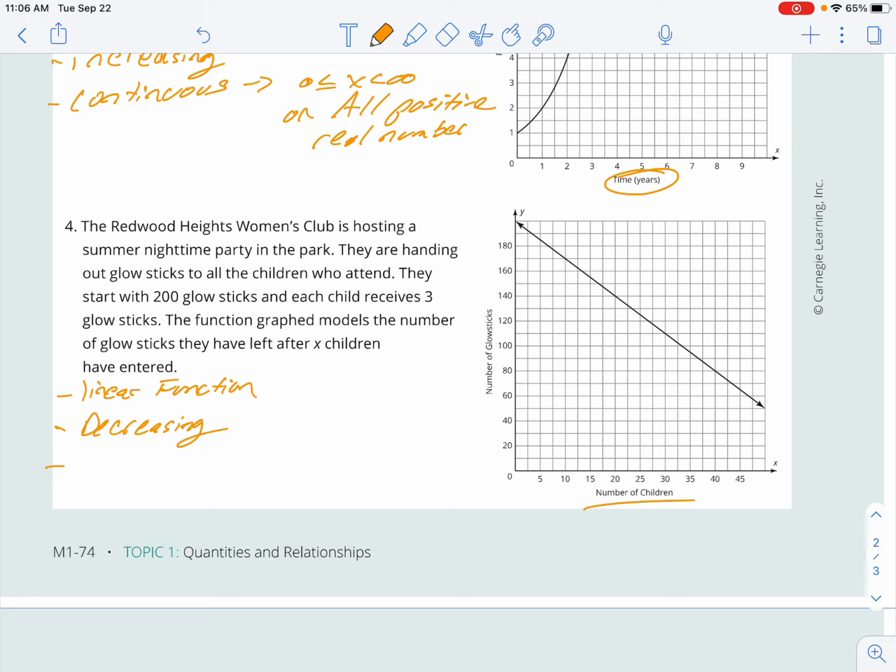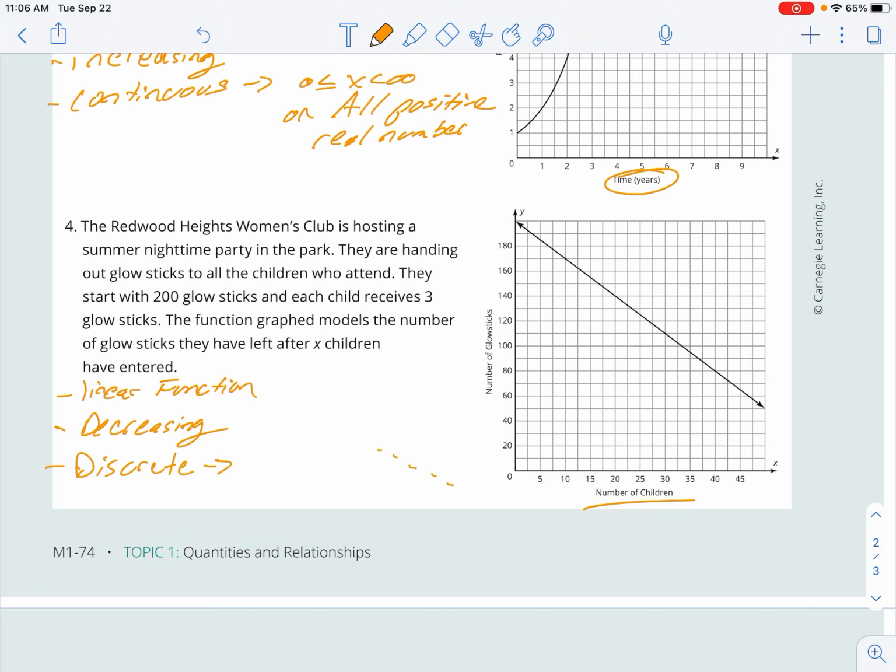And what I notice is the domain is the number of children. Well, you cannot have half of a child. You cannot have a third of a child. You can't have 0.9 of a child. So therefore, this is going to be technically considered a discrete graph going down.